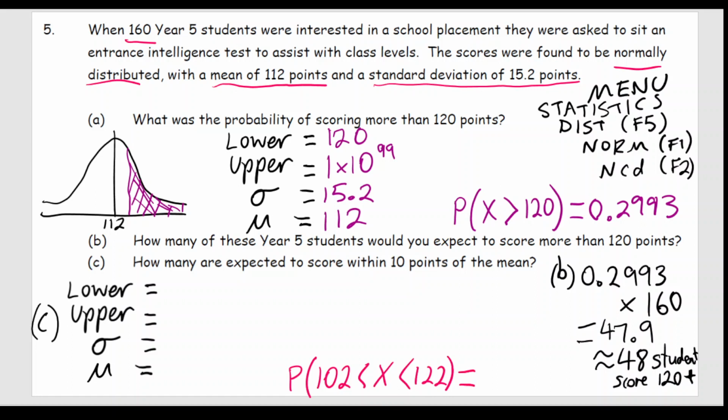Then we're going to fill in what we know. This one's pretty straightforward because we've actually got our upper and lower within our statement. So 102, 122. Standard deviation is still 15.2 and our mean is 112. We go back into the normal CD function and we plug in those values.